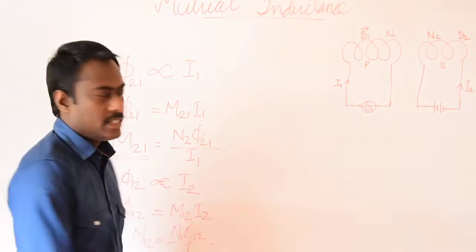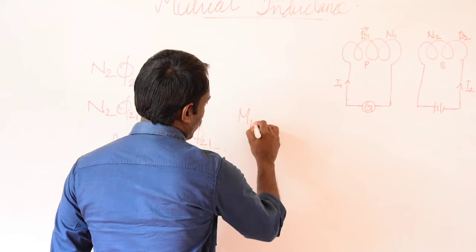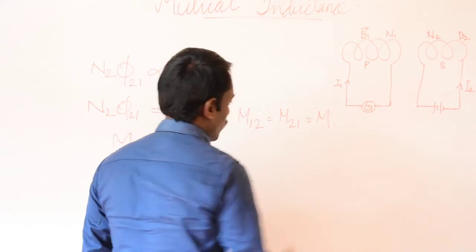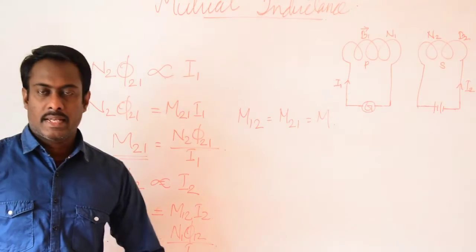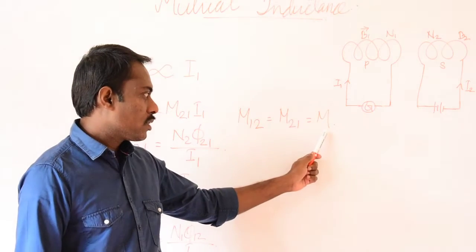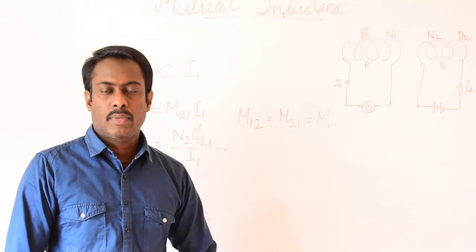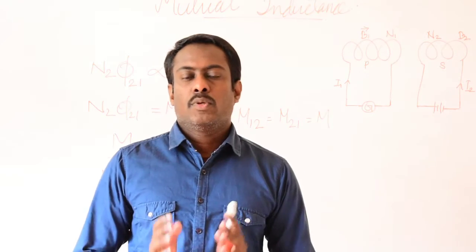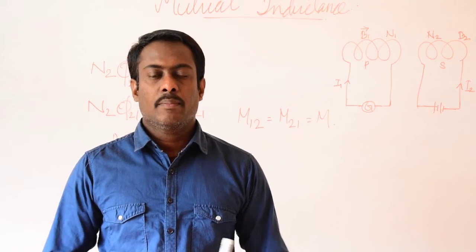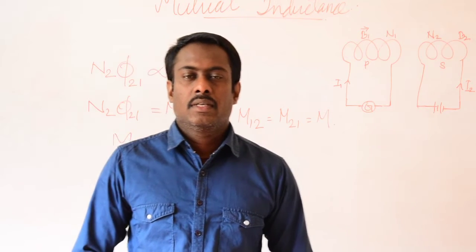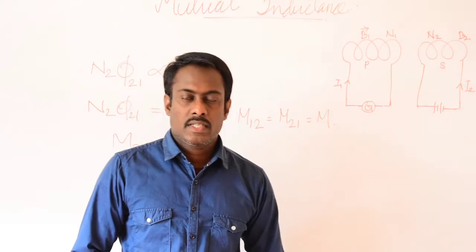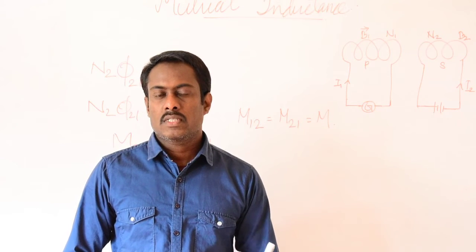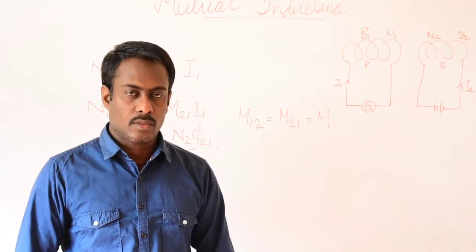And by symmetry, we can write M12 is equal to M21, that is equal to M, the mutual inductance. M is the mutual inductance of a given pair of coils and is also known as the coefficient of mutual inductance. The mutual inductance of a given pair of coils can be defined as the magnetic flux associated with the given pair of coils when a unit current is flowing through the other coil.